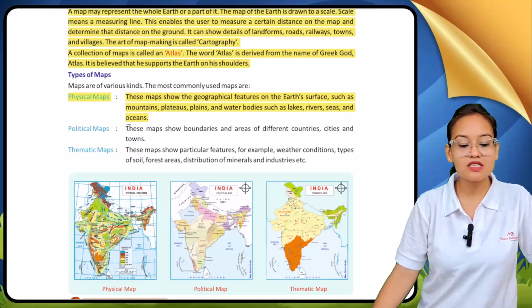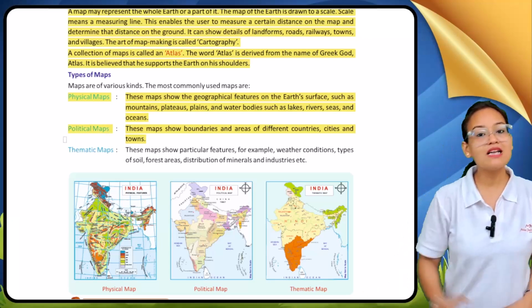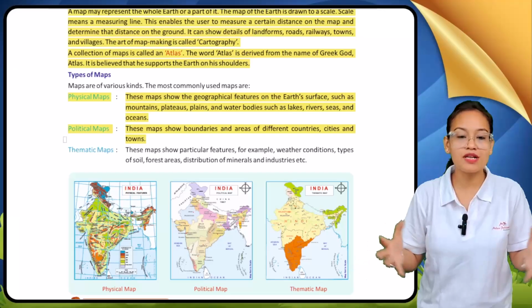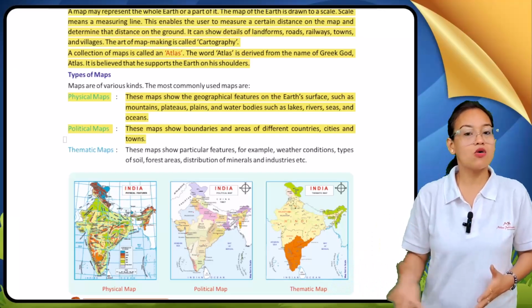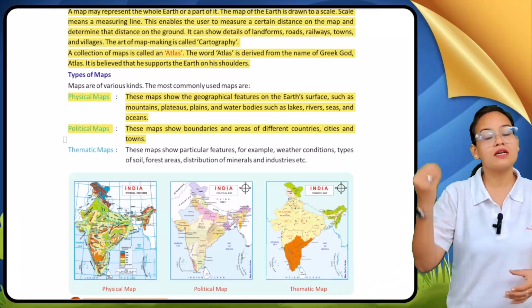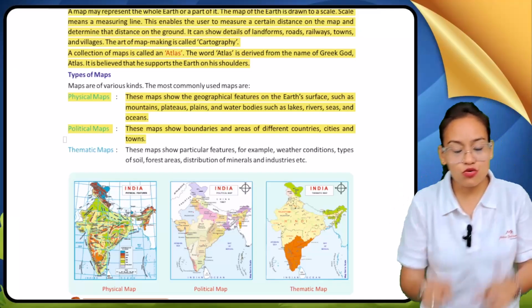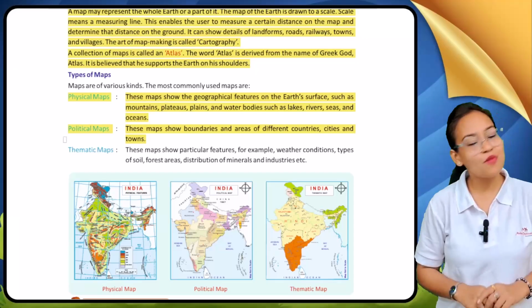Now here comes the turn of political maps. What is the meaning of a political map? See, political maps are usually drawn to show the international boundaries of the different countries. It is also used to show city names and town names on the map. So those types of maps are called our political maps.